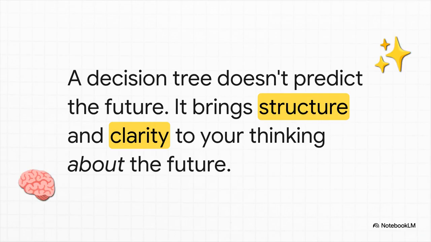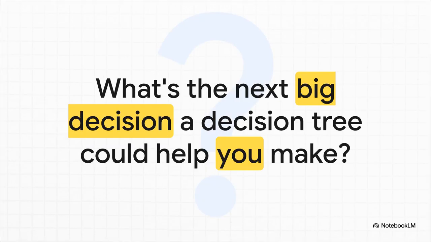So here it is, the most important thing to take away from all of this. A decision tree is not a crystal ball. Its real power isn't in predicting the future. Its power is in forcing you to think clearly. It makes you identify your choices, consider all the uncertain outcomes, and bring structure and logic to your thinking about that unknown future. It really makes you think, doesn't it?